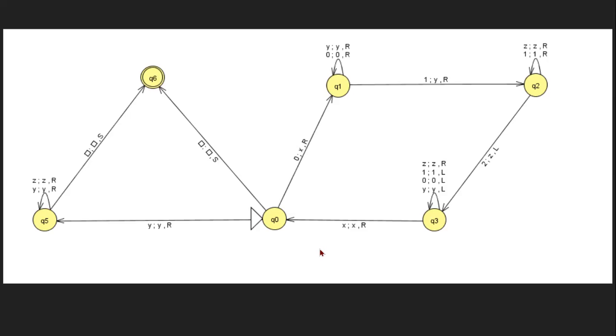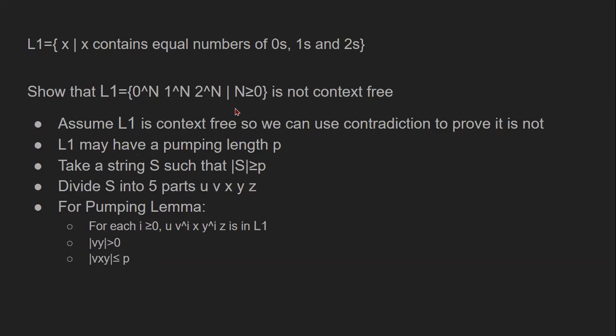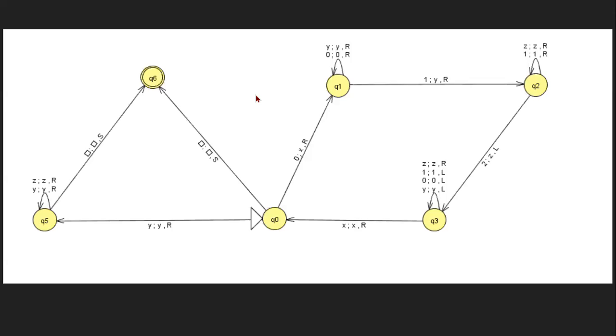So that was just a recap of how we proved that this language L1 is not context-free, and then how we could build a deterministic Turing machine to decide that language.